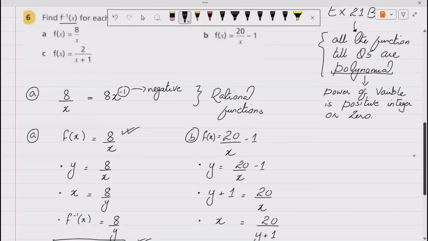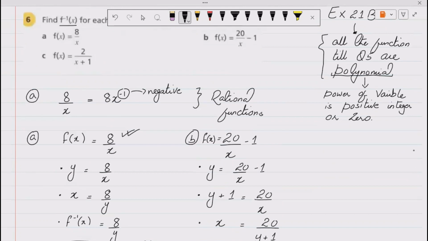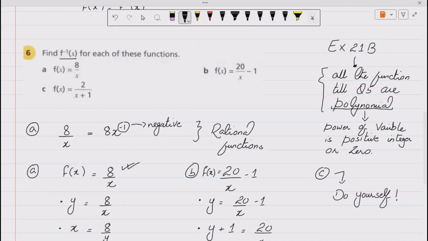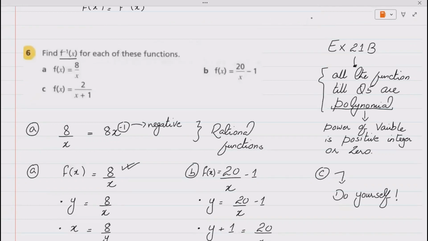Part C is really simple. Part C, do it yourself. Okay, and this question is again complete. The only thing to learn in this is that now we are finding the inverse of functions which are not polynomials but rationals, and finding the inverse of a rational is the same as finding the inverse of a polynomial.